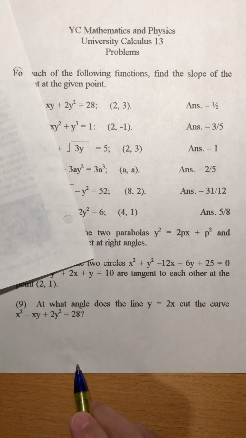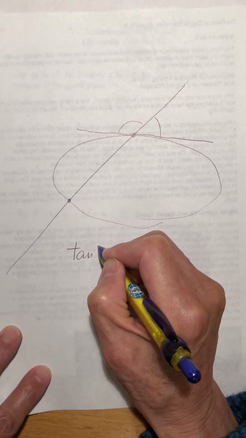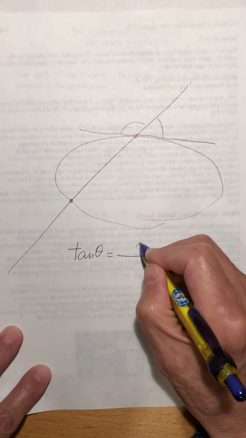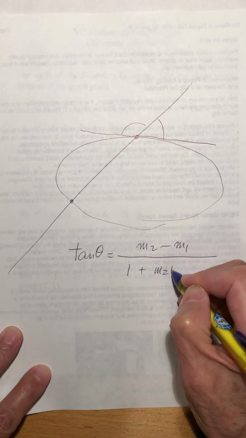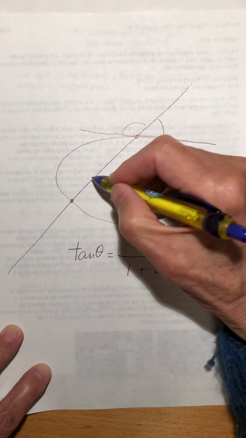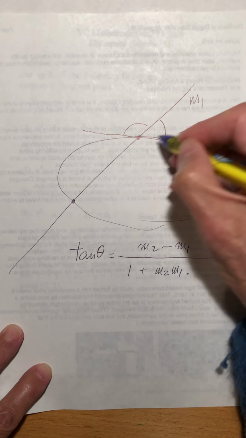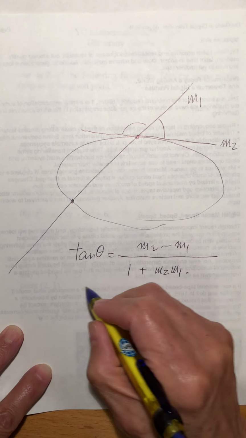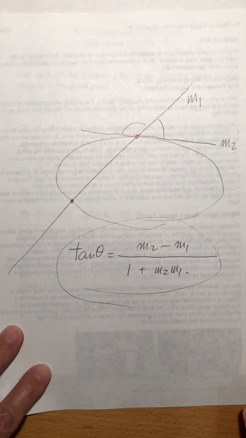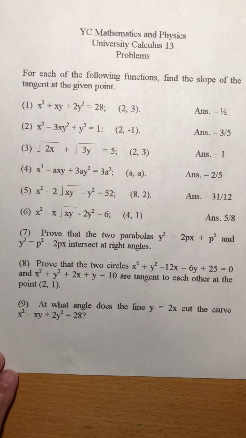At what angle? So what do you do? It is still use this formula. Tangent theta is equal to (m2 minus m1) over (1 plus m2 m1). Since the straight line is given, you know m1, and you draw a tangent to this graph, you have m2, and just use this formula to find the angle between them. So this is the analysis of this problem set.